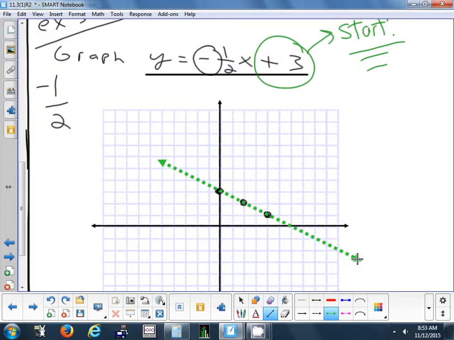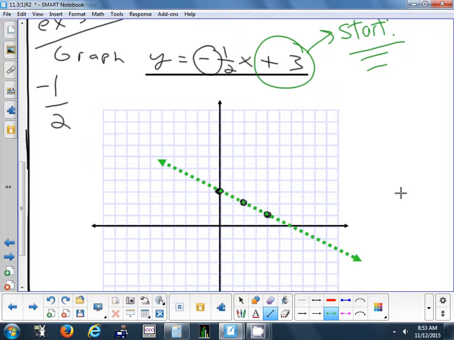So remember the trick to this. If you get a negative slope, how are we going to graph it? What's the trick? Who can tell me? Treat the top of it as negative. Yep, so whenever I have a negative slope, treat the top as negative.